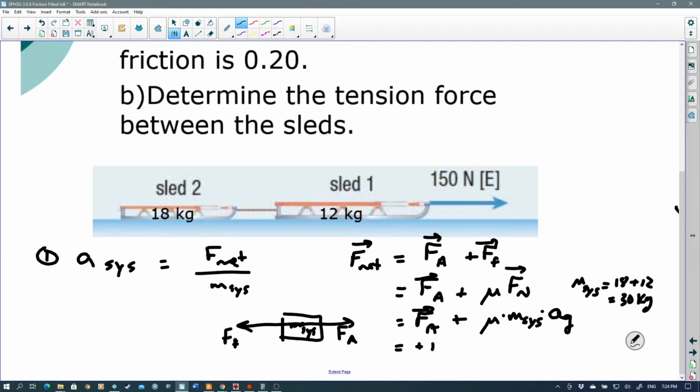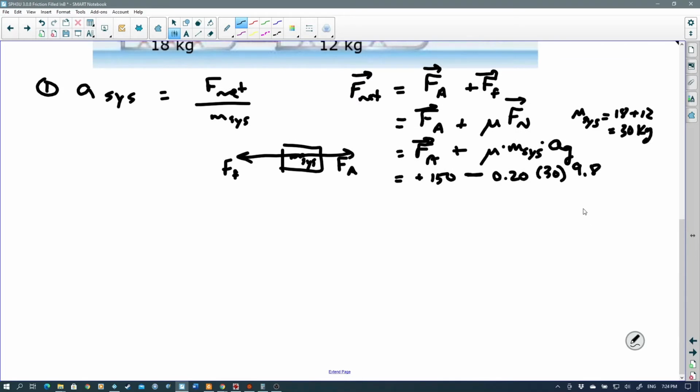So we're going to write plus 150 for the 150 newtons here, minus mu, which is 0.20 given to us in the question right there, times the mass of the system, which is 30, times Ag, which is 9.8. I'll just point out once again, we're not using negative 9.8 here because that is the direction downwards, which doesn't work here. It's just a weirdness of force of friction that we don't do that.